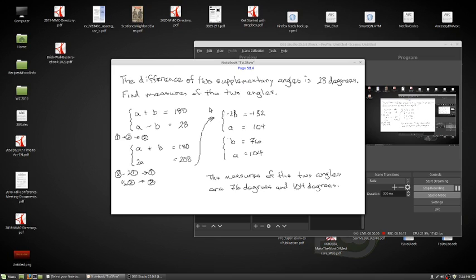Okay, the next one is a geometric type problem. The difference of two supplementary angles is 28 degrees. Find the measures of the two angles. So we know that because they're supplementary, by definition, that means if you add the measures of the two angles up, we get 180 degrees. So that means A plus B is equal to 180. And then A minus B is 28, because the difference is 28 degrees. A is the larger of the two angles.